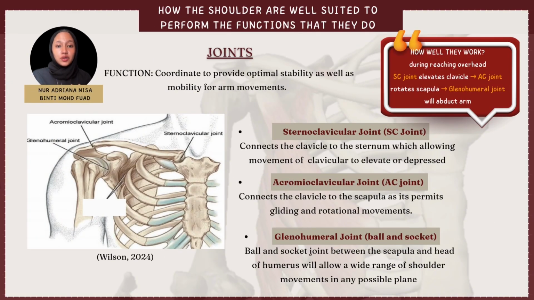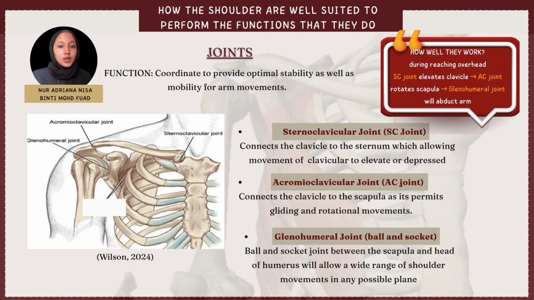Next, moving on to the joints, they play a vital role in coordinating both stability and mobility to allow smooth and controlled arm movement. I'll begin with the first joint, which is the sternoclavicular joint that connects the clavicle to the sternum, which enables the elevation and depression of the clavicle. The second one is the acromioclavicular joint. This joint links the clavicle to the scapula, which allows gliding and slightly rotational movement.